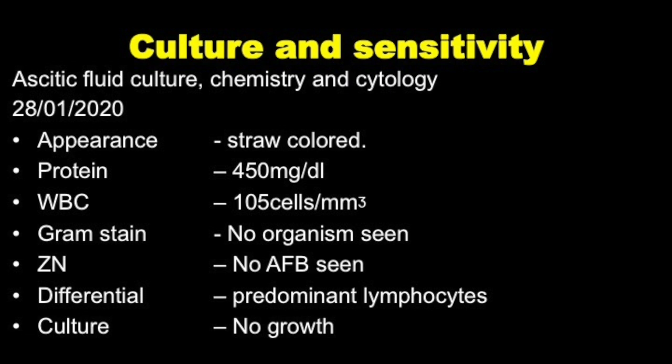So this is a child who we did culture and sensitivity, also due to the high fevers. Now, the ascitic fluid actually did not reveal anything much. It just revealed that it was an exudate due to the high proteins of 450 milligrams per deciliter and the WBCs of 105 cells per millimeter cubed. But it did not grow anything, and we did not have acid-fast bacilli seen. But the differentials, it was predominantly lymphocyte, which just showed that it was an inflammatory process that was going on.